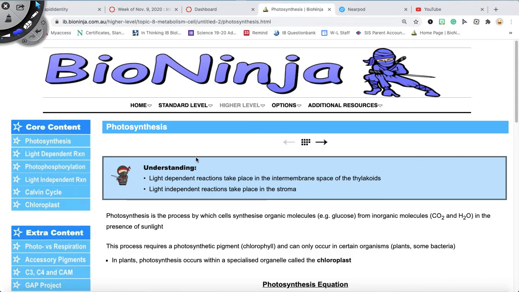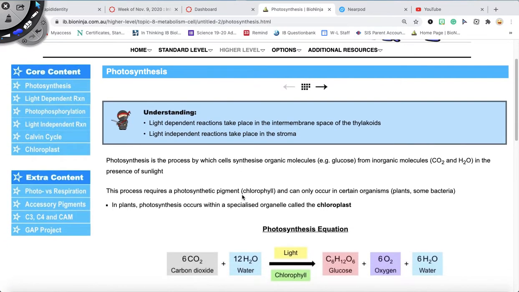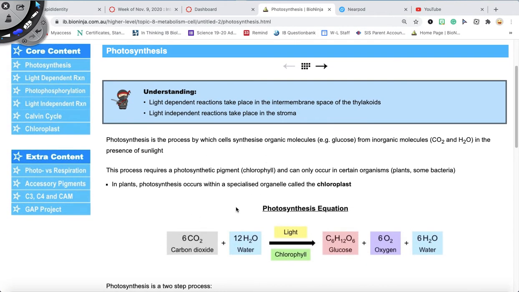Hello, IB Bio students. So today we are going to go over 8.3 photosynthesis. Last time we looked at the structure of the chloroplast. Today we're going to look at the photosynthesis equation and try to make some sense out of the equation and what we're seeing.